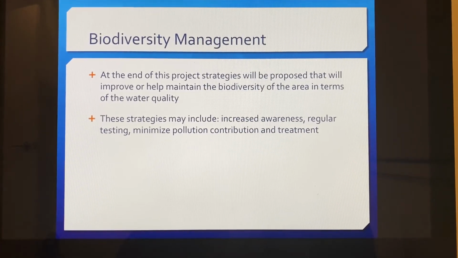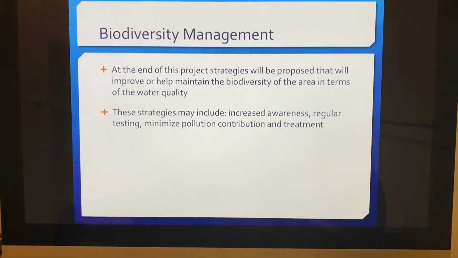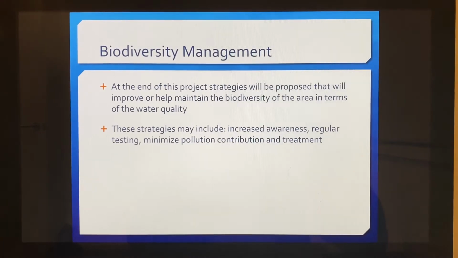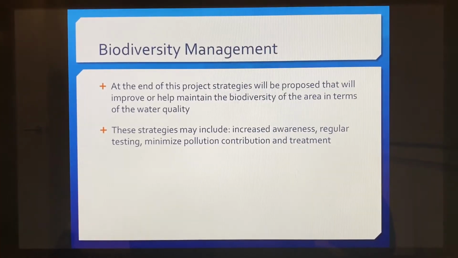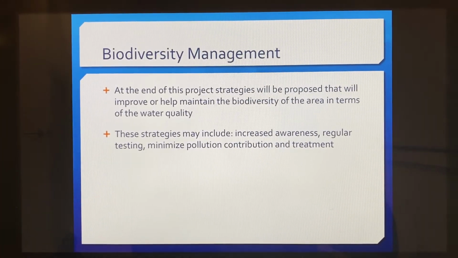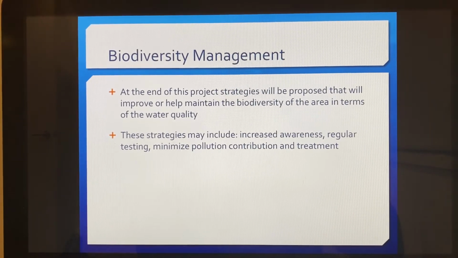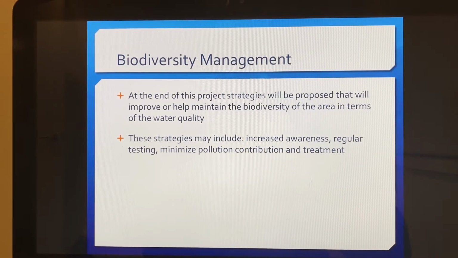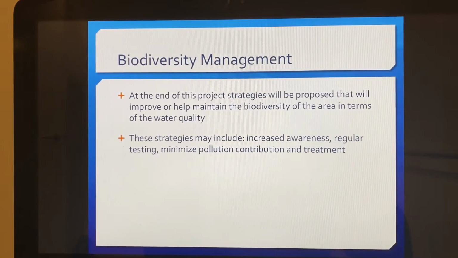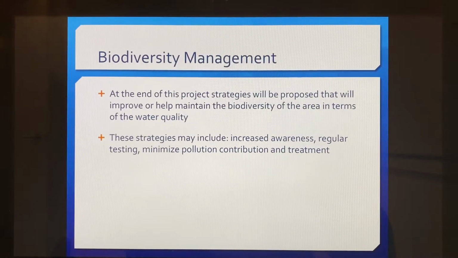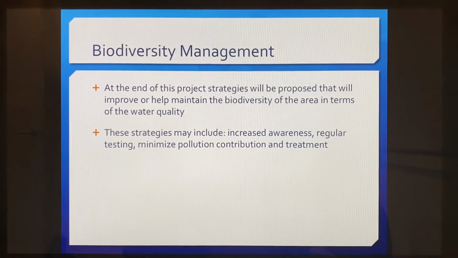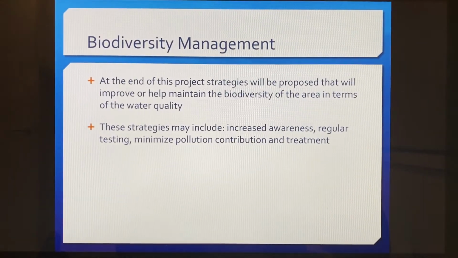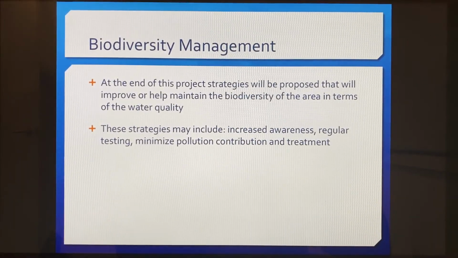Strategies will be proposed if necessary at the end of the report, dependent on whether the water quality is poor and if it is thus detrimentally impacting the biodiversity. Example strategies include raising awareness to the community about the problem, whether this is posting to community boards, charity events to raise money for further research, flyers being put into letterboxes, or library and school talks. Other strategies that may be appropriate are regular testing of the region in order to prepare for drastic water quality changes, minimizing the amount of pollution in the area, as well as increased water treatment.